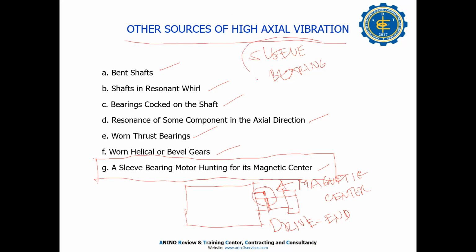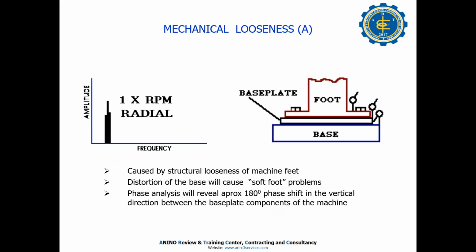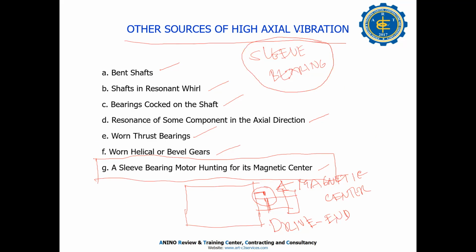But for the anti-friction bearing, there's no magnetic center, because that is fixed already. The sleeve bearing can move. That's why we need to stay in the magnetic center. Okay, so it's good. So that's the magnetic center.